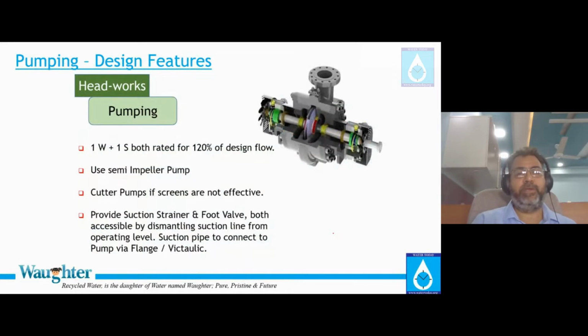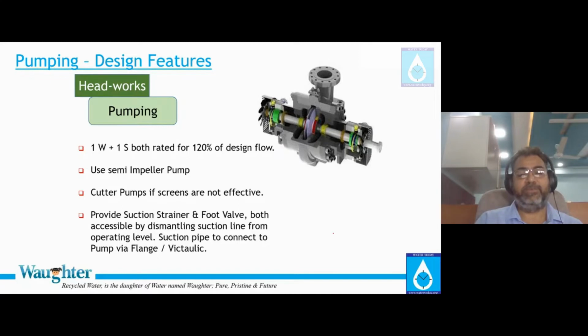Then we go towards pumping. The design feature of the pump, as part of the headworks pumping, is one working, one standby, rated for 120% of the design flow. Use semi-open impeller pumps. Yesterday some people were asking me questions, so I'll answer, but if you go through the entire modules, then probably all your questions will be answered. Cutter pump, if screens are not effective. Always provide suction strainers and foot valve, both accessible for dismantling the suction line from the operation level.